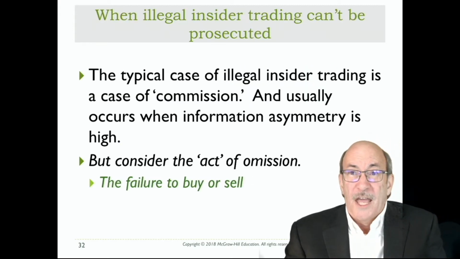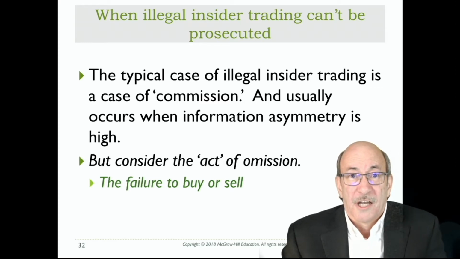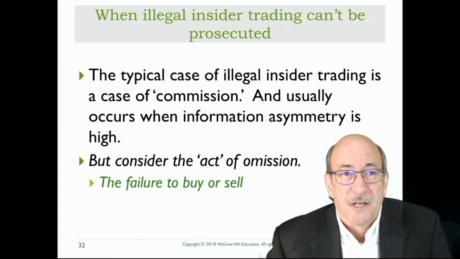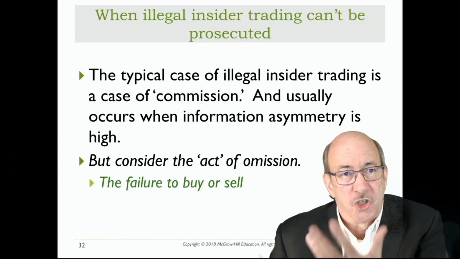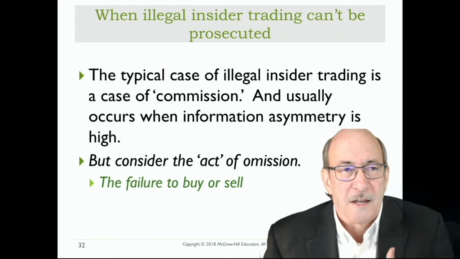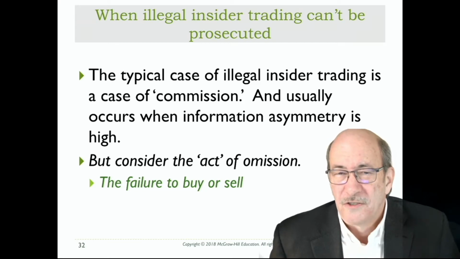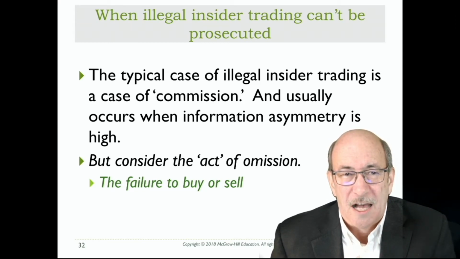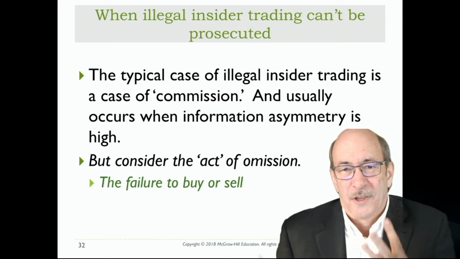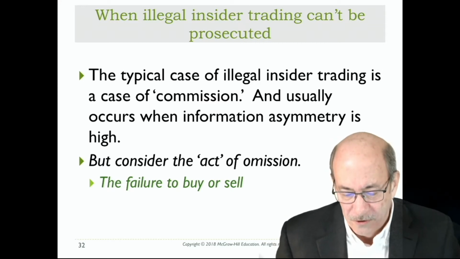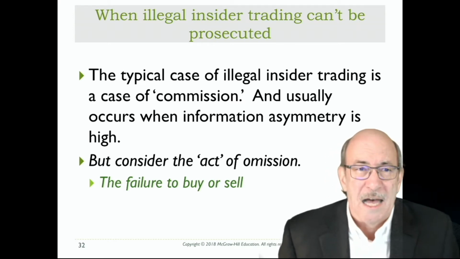Okay, the typical case of illegal insider trading is based upon commission. So that means I do something. Commission means I actively do something. Omission is different. Omission says I failed to do something. And that's where this fourth category that I posed to you comes into play: the act of omission, the failure to buy or sell.